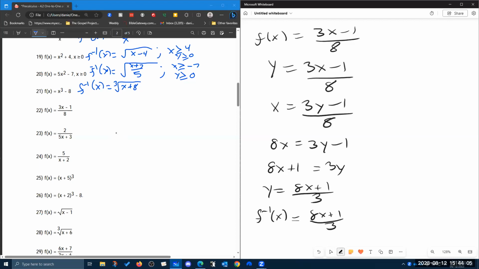And I have a domain of all real numbers here. And I have a range of all real numbers because this was a line, even if it didn't look like it. So there's no restrictions on my inverse function.